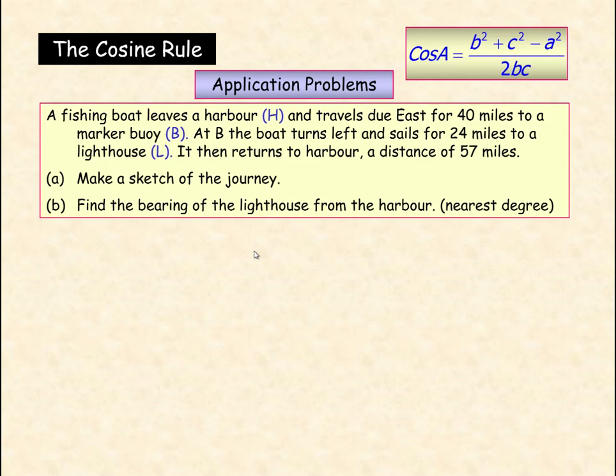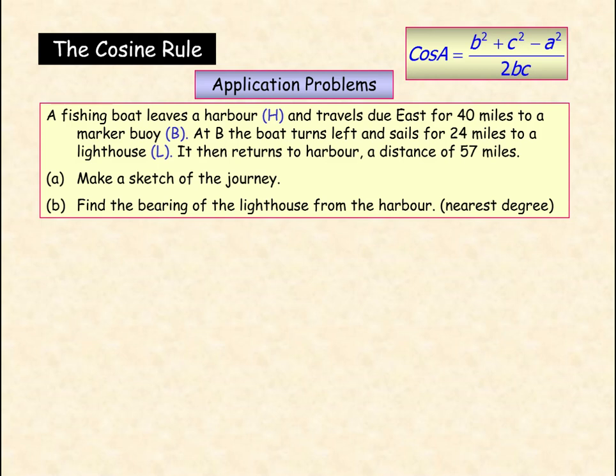Okay, an application problem. So you got your fishing boat leaving the harbour H, so it's given us nice labels. So it leaves the harbour H, travels east for 40 miles to a buoy marked B, and then at B it turns left and then sails for 24 miles to a lighthouse L, then returns to the harbour. The distance is 57 miles. So sketch that journey first, and then find the bearing of the lighthouse from the harbour to the nearest degree.